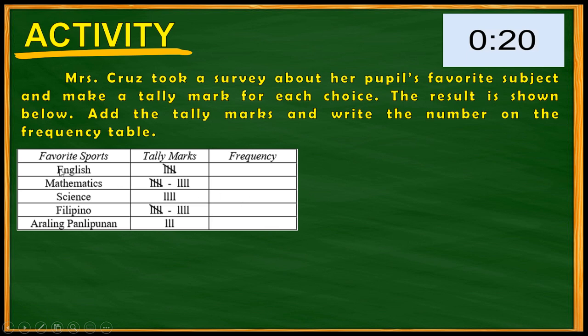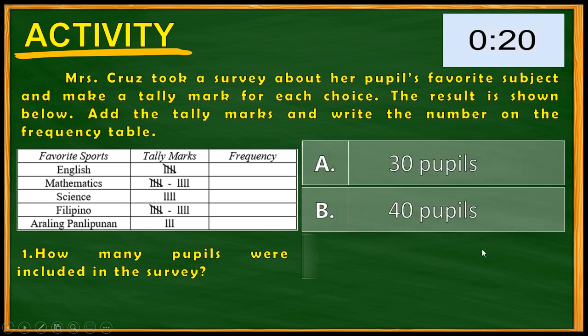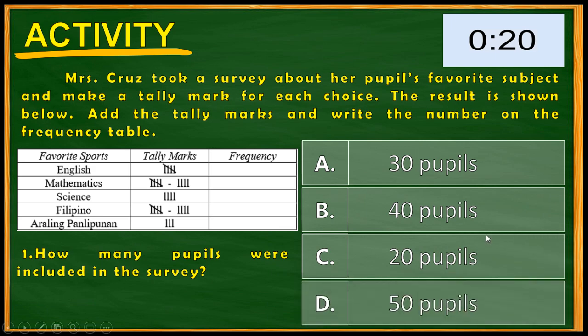So this should be the favorite subject, not favorite sports. English, math, science, Filipino, AP. So this should be the tally mark. We have 5. So you're going to write 5 in the frequency. 9, 4, 9, 3. So the first question is how many pupils were included in the survey? So this should be the choices, letter A, B, C, and D. You have 20 seconds. Your timer starts now.